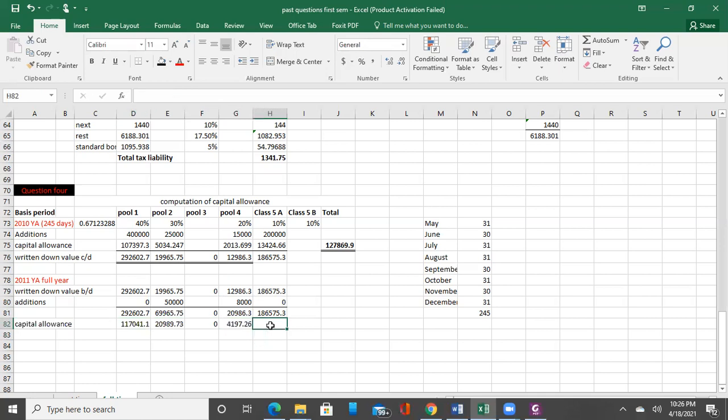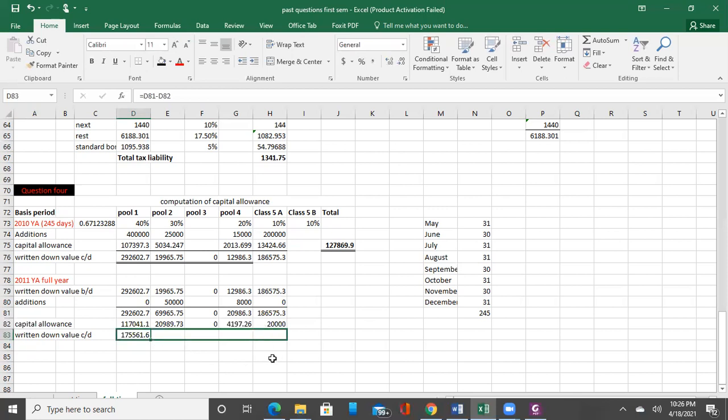But bear in mind, I say when you get to class 5, it is on straight line. So it's going to be equal to the 10% still multiplied by the cost, straight line. And you get this one. So to get your written down value carried down, what do you do? It's equal to this minus the capital allowance. You get that.